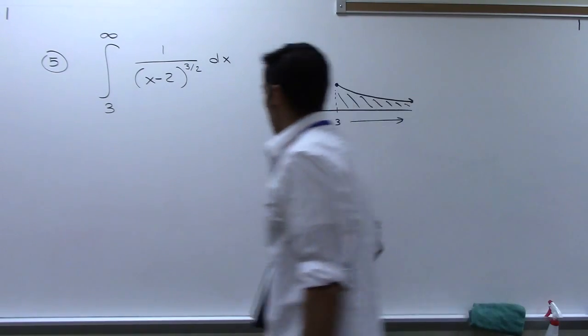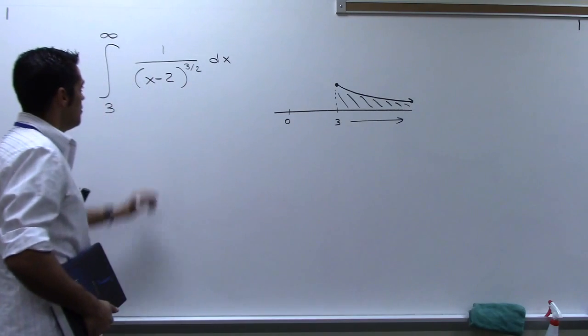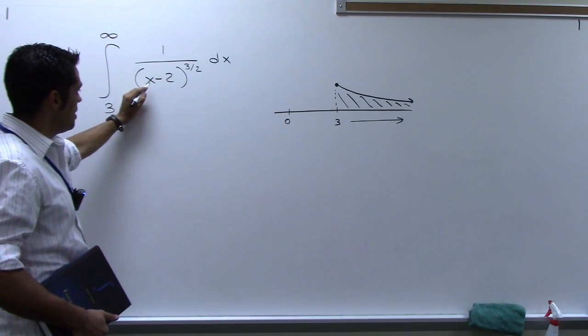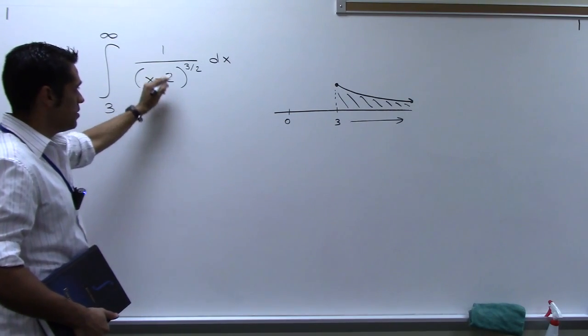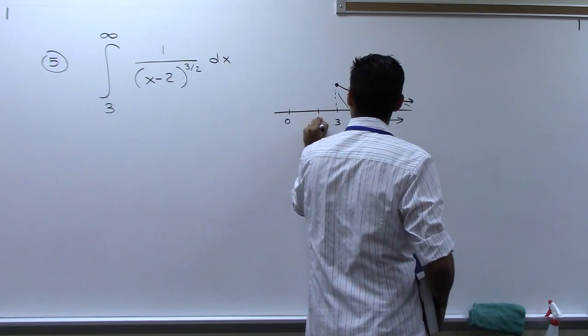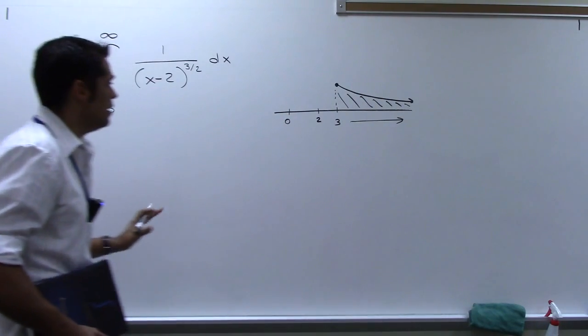Now, what I also need to consider here is whether or not my discontinuity is in my interval. So we can see that if we let x be 2, we get 0 here, and we're going to have a discontinuity. But 2 is not in my interval. 2 is here, so I'm not even going to consider that.